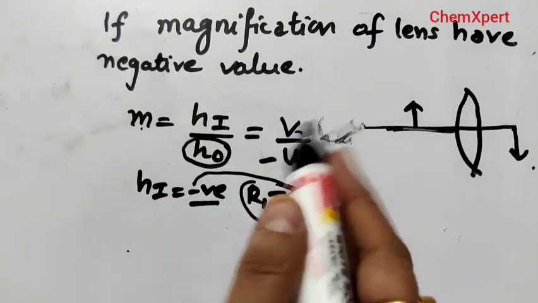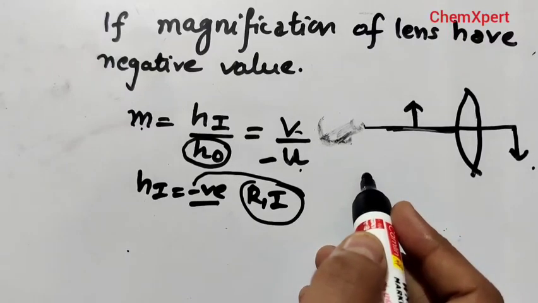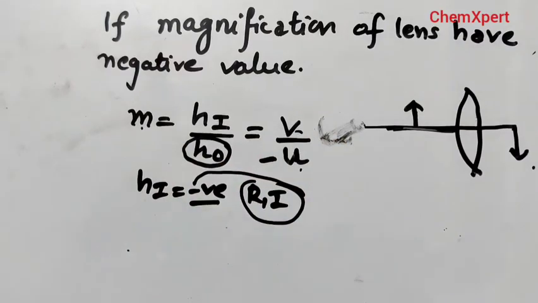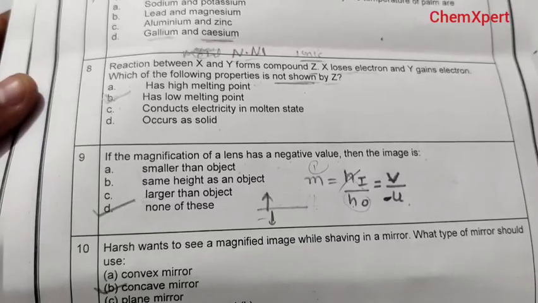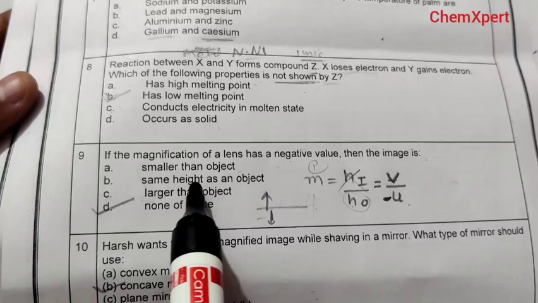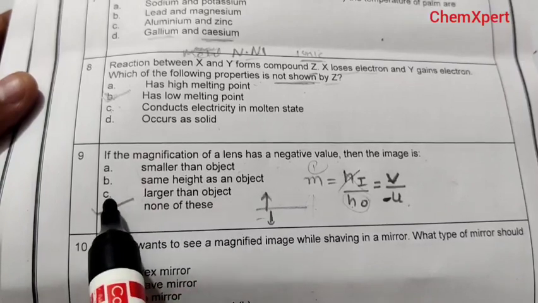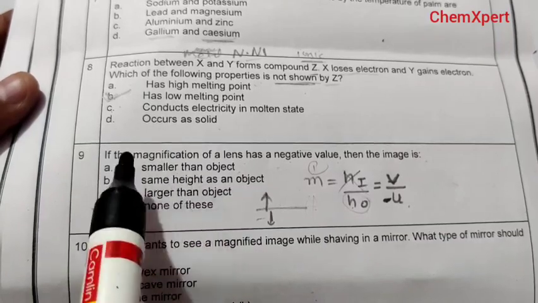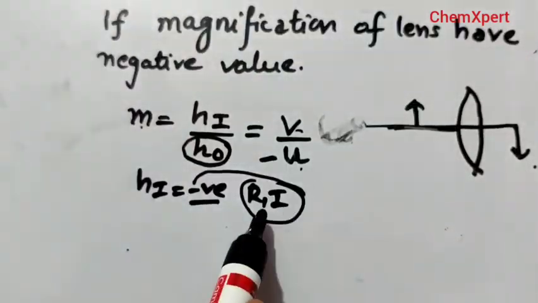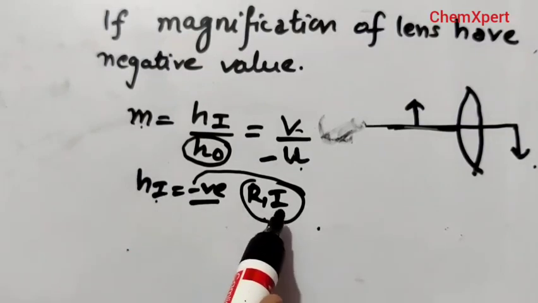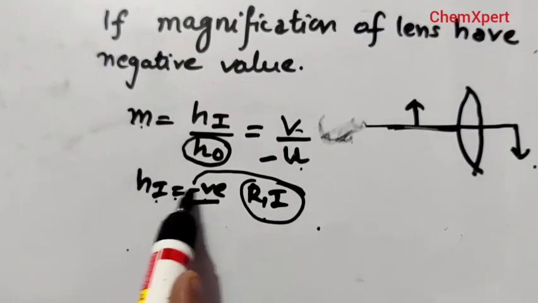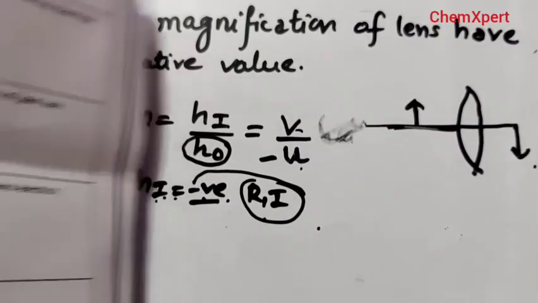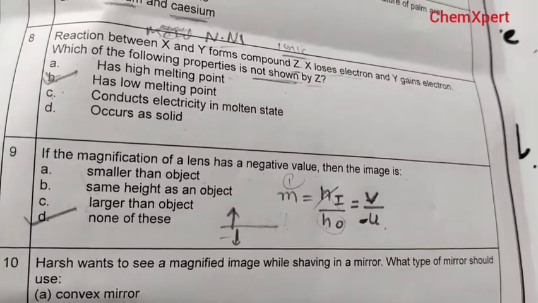So it cannot be correlated with the height of the object, or we can say the size of an object. So all these options which are given here, that is smaller than the object, same height as object, larger than object, so the option here will be none of these, because it does not depend upon the height of the object. It only depends on whether it is real and inverted, then only the magnification will be negative, and height of image is negative only when it is real and inverted. So here option D is the correct answer, that is none of these.